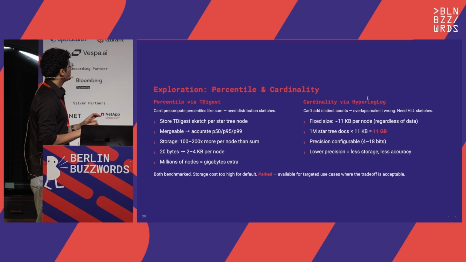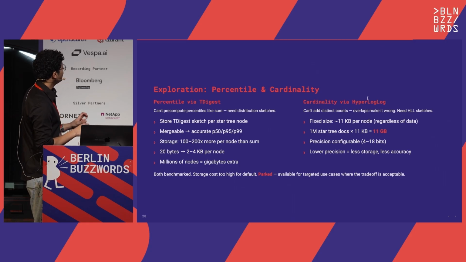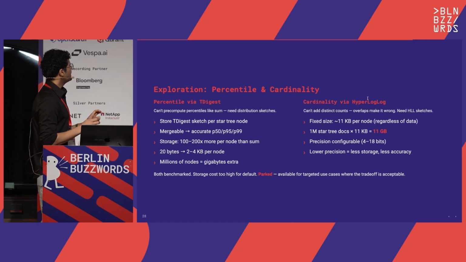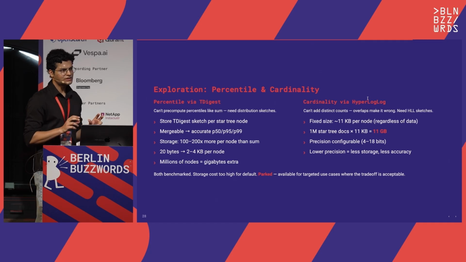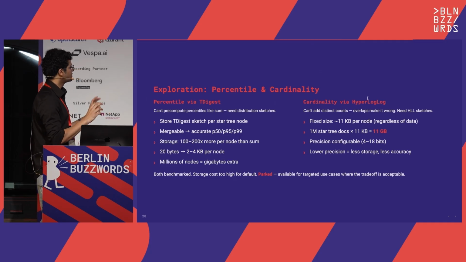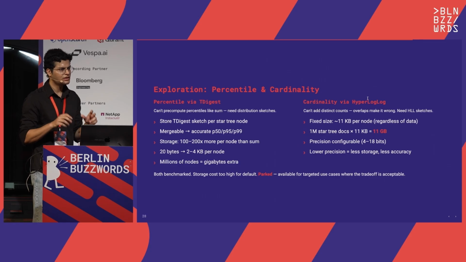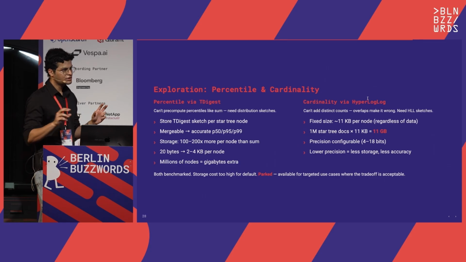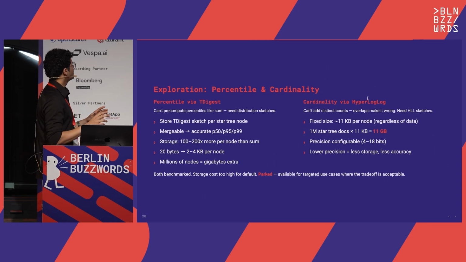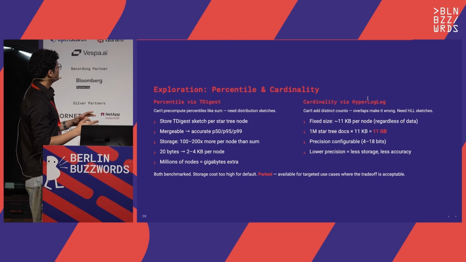So the solution here is to use something called a T-digest sketch. T-digest is basically a data structure that compresses a distribution into a small sketch, and two sketches can be merged together to get accurate percentiles. So what is the problem here?